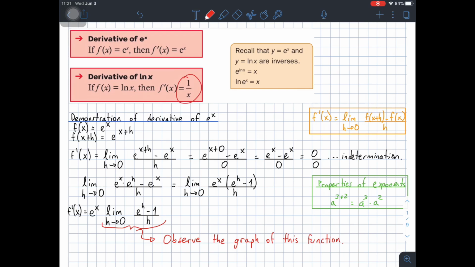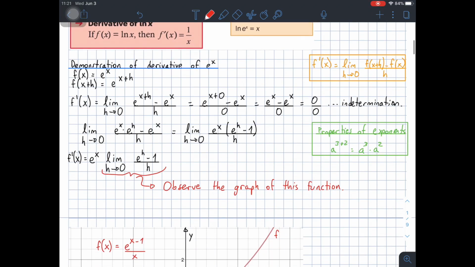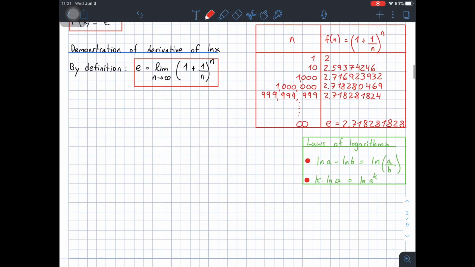over x. And remember that these demonstrations, you don't need to know them, okay? I'm just showing you this for you to understand where this comes from, okay? So this is what we're going to do today. We're going to demonstrate that the derivative of natural logarithm of x is equal to 1 over x.